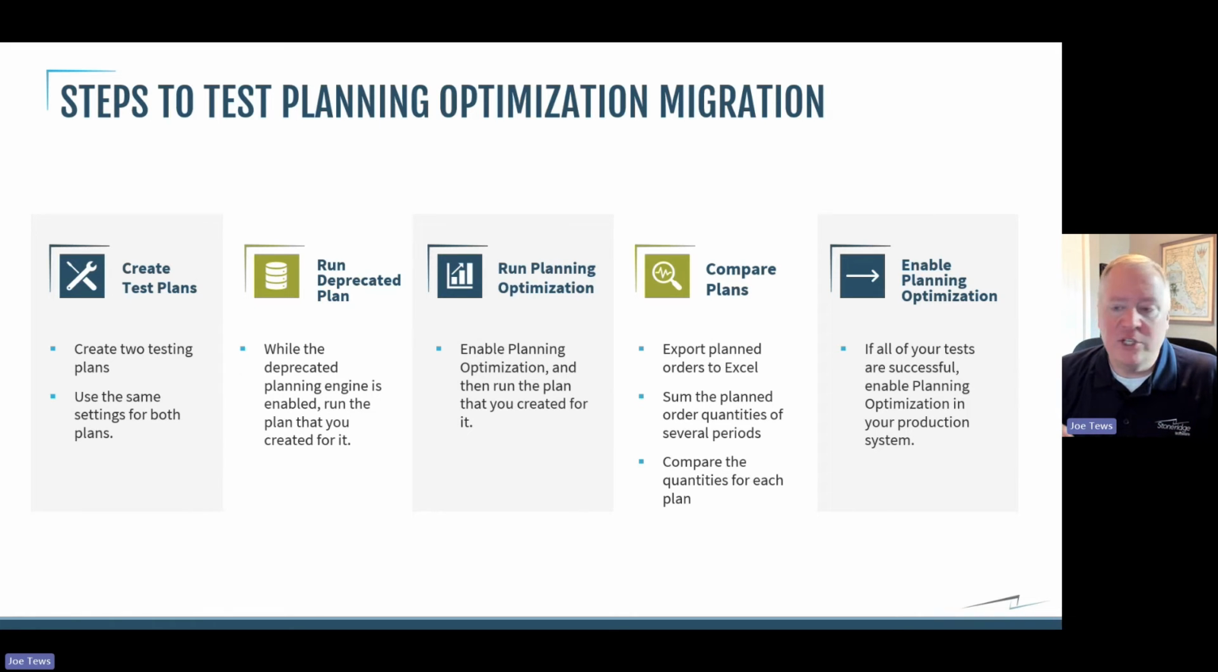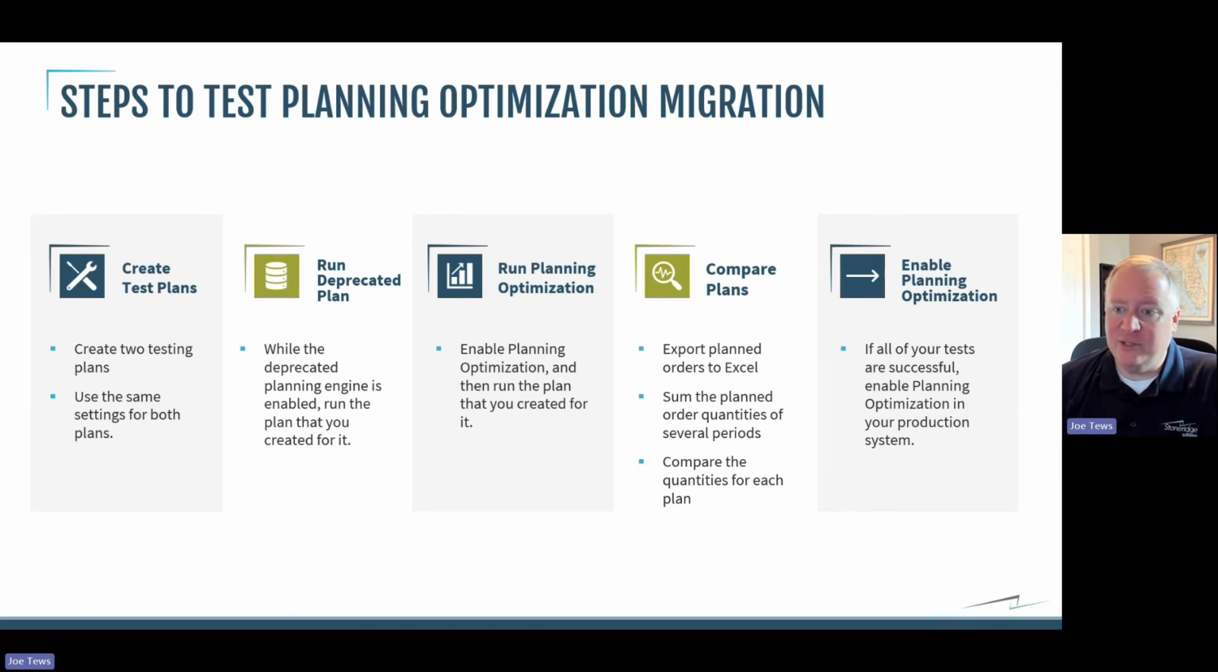And then once you have those plans created, before you enable the planning optimization engine, you're going to want to run the deprecated plan. So before you enable planning optimization, go in and run the plan that you have created for the deprecated master planning engine. After you've run that plan and you have the data that was created for it, you can then turn on and enable planning optimization. And once you have that enabled, you can run the planning optimization plan.